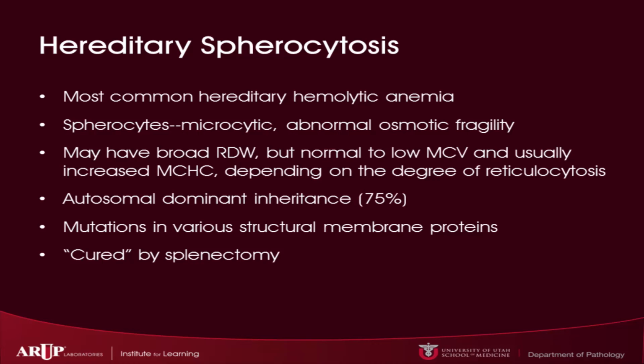However, there might be some precaution needed after the splenectomy. They might need treatment for some of the viral infections or some of the common anemia, but most of the time, if we take out the spleen, it basically cures hereditary spherocytosis.